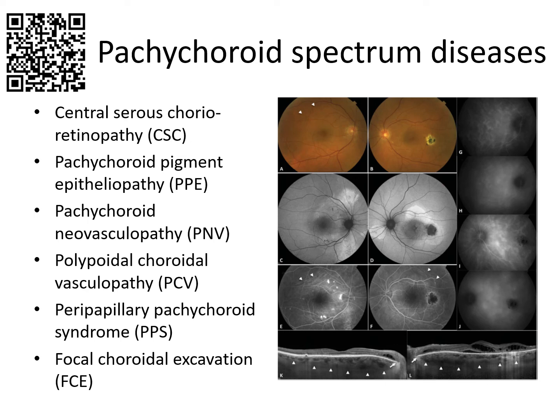So this slide sums up all those diseases which we have just discussed. Central serous chorioretinopathy, pachychoroid pigment epitheliopathy, pachychoroid neovasculopathy, polypoidal choroidal vasculopathy, peripapillary pachychoroid syndrome, and focal choroidal excavation are supposedly various stages of the same disease spectrum.